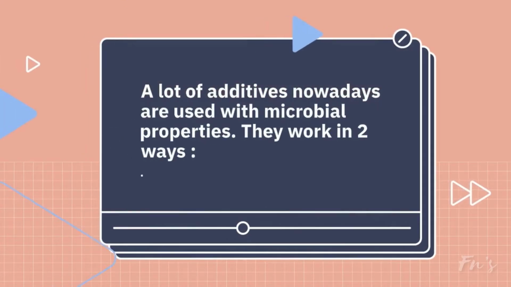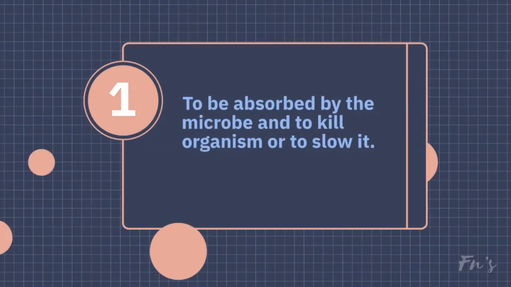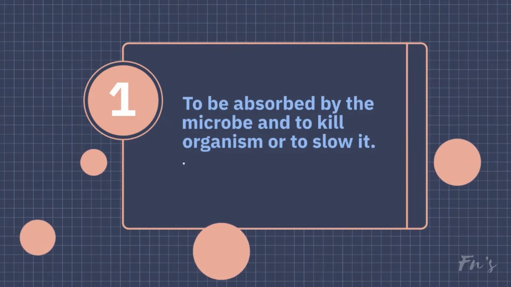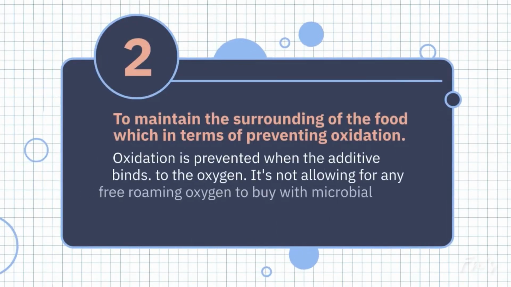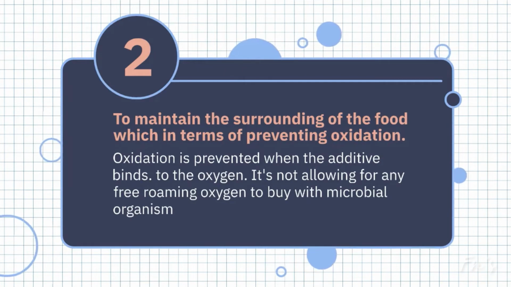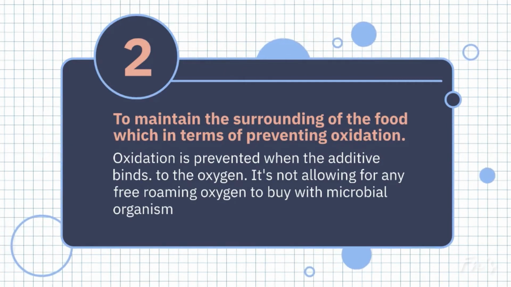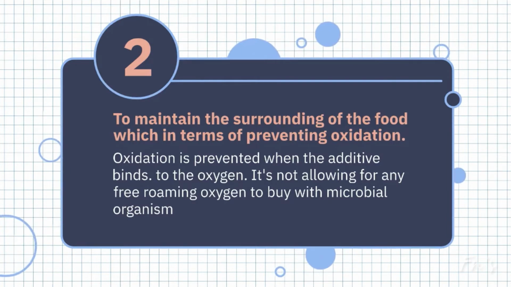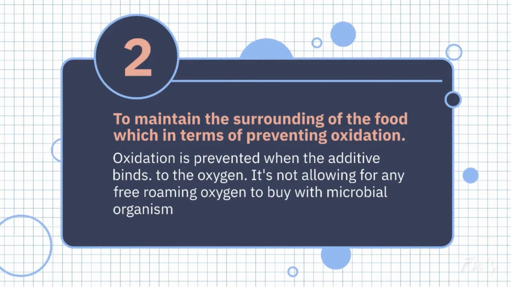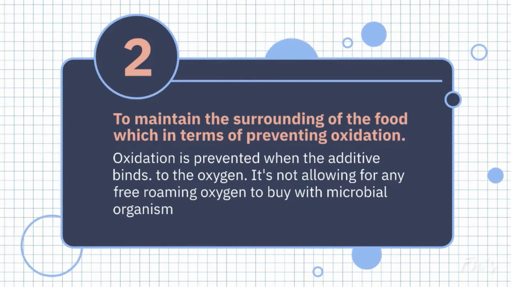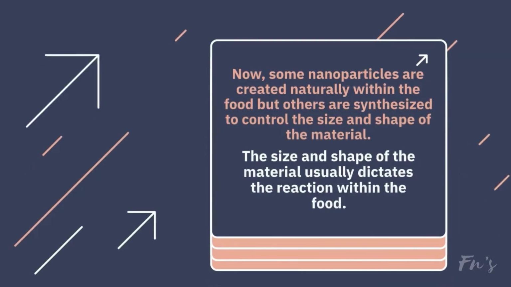A lot of additives nowadays are used for their antimicrobial properties. They work in two ways. First, the additive is absorbed by the microbe to kill the organism or to slow it down. The other way is to maintain the surroundings of the food so that the microbe cannot grow onto the food, which is in terms of preventing oxidation. Oxidation is prevented when the additive binds to the oxygen, not allowing any free-roaming oxygen to be used by the microbial organism.